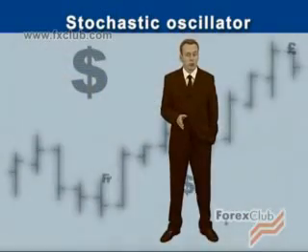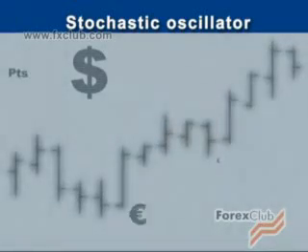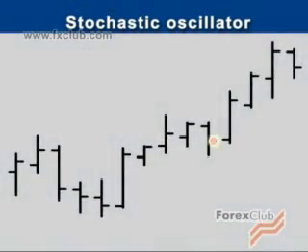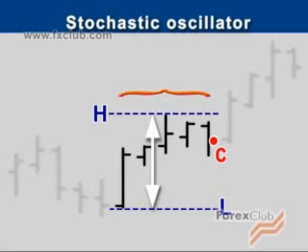Several curves are used in this oscillator. The main curve is called percentage K. Stochastic determines the level of the latest closing price relative to a price range for a certain period of time. This is the indicator's first value, N1. The most widespread period used for this curve is 5 days, or hours or weeks.